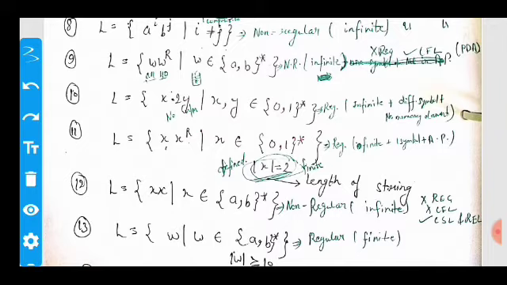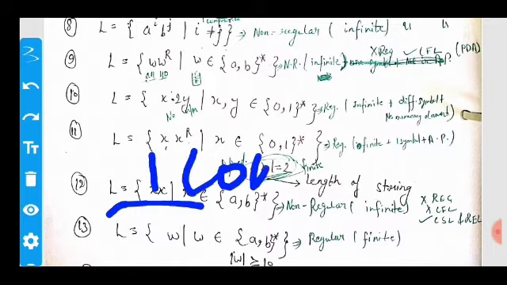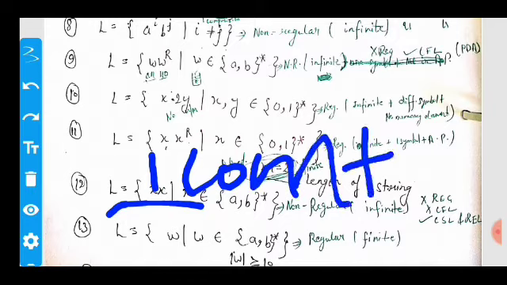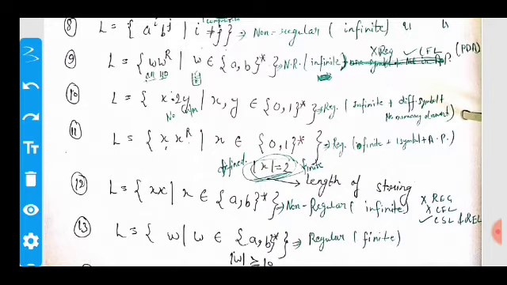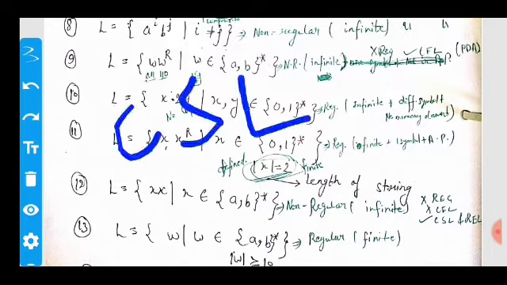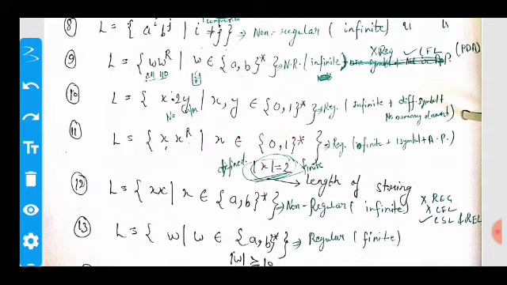L equal to xx such that x belongs to {a, b} star. So it is not regular because here there is a need of memory, and it is also not a CFL because a CFL includes only one comparison and requires only one memory element. So in the case of a CFL it is not possible, but in the case of a CSL this language can be accepted. Now move on to the next question.